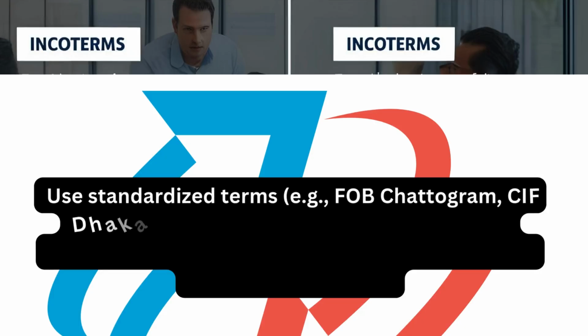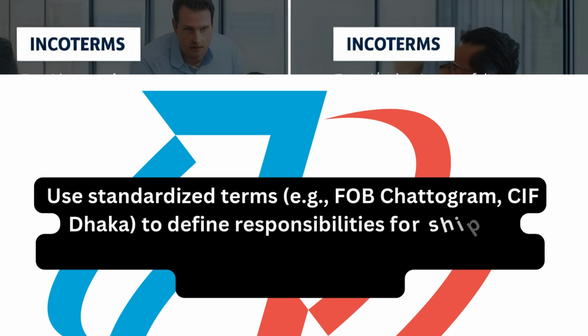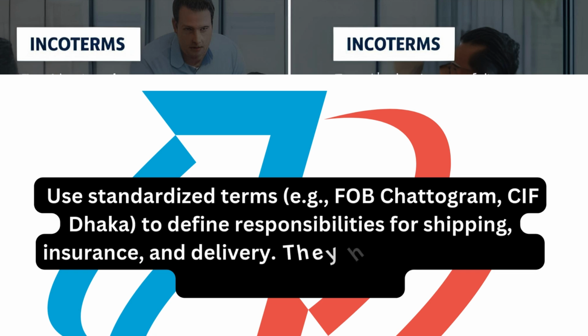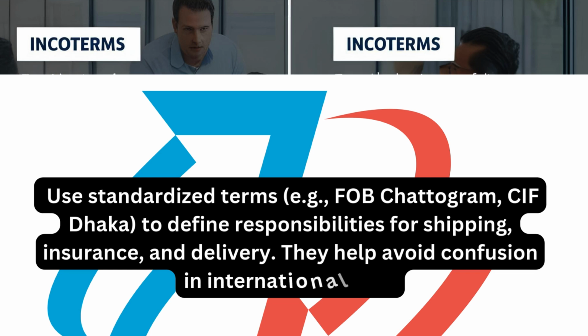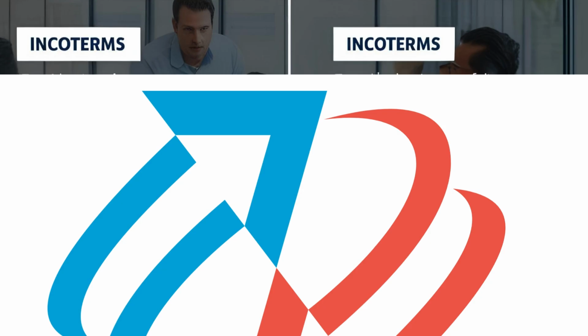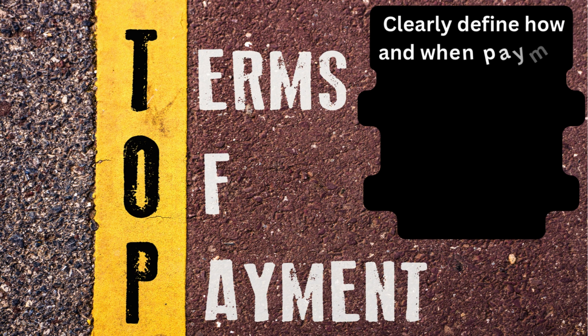Check mark 4. Incoterms. These are standardized international terms like FOB Chattogram or CIF Dhaka, which clarify who's responsible for what, like shipping, insurance, or unloading. We'll cover Incoterms more deeply in another video, so stay tuned.